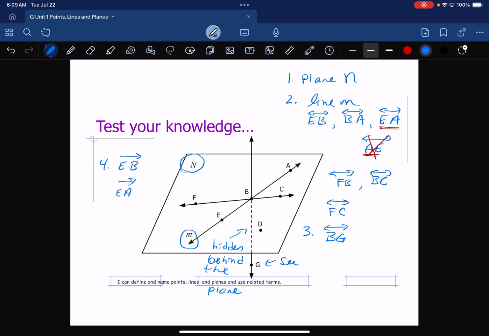Let's name a segment along line M. A segment anywhere on line M would be like EB with a bar, EA with a bar, and then AB with a bar. Those are all ways to name a segment along line M.